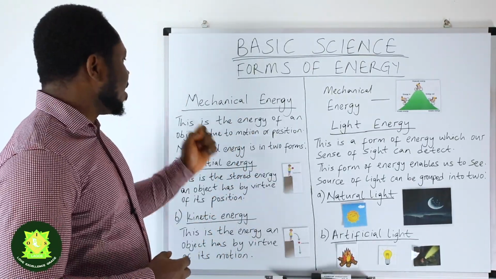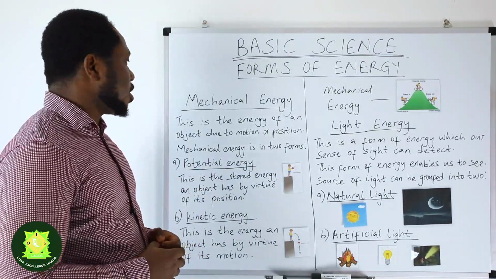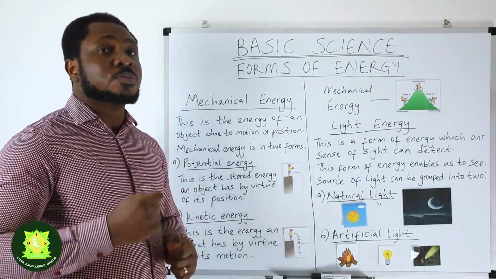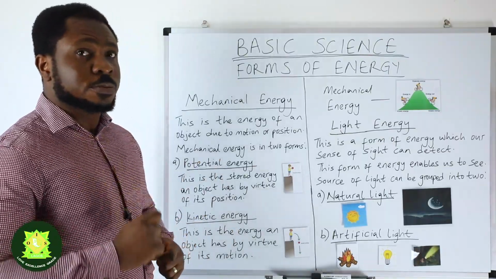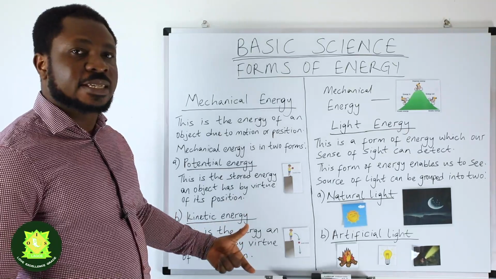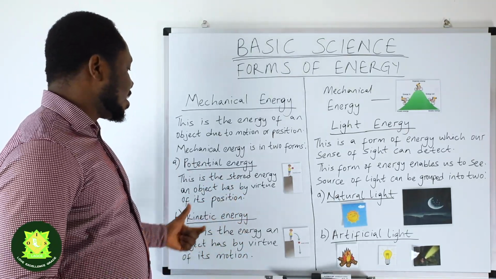Mechanical energy is the energy of an object due to motion or position. I'll say that again. Mechanical energy is the energy of an object due to motion or position. And mechanical energy is in two forms. We've got the potential energy and the kinetic energy.